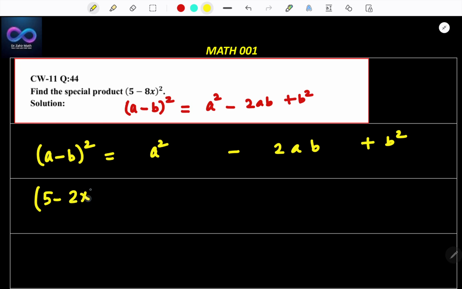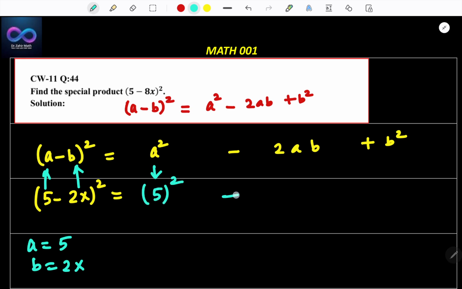(5 − 2x) the whole square. So what is in the place of a? 5. What is in the place of b? 2x. So a is equal to 5. B is equal to what? 2x. So put all these things in the place of a and b. a is 5, so 5² − 2 times 5 times 2x plus b, which is 2x, the whole square. Clear, everybody?